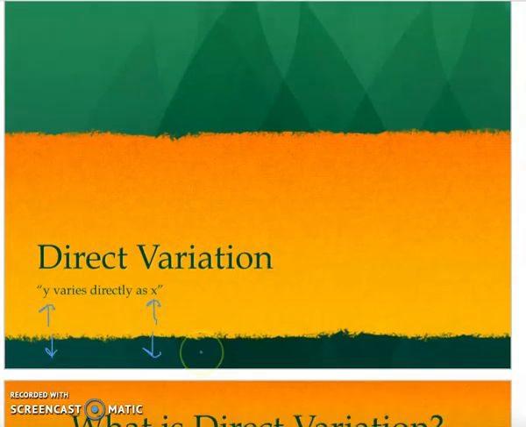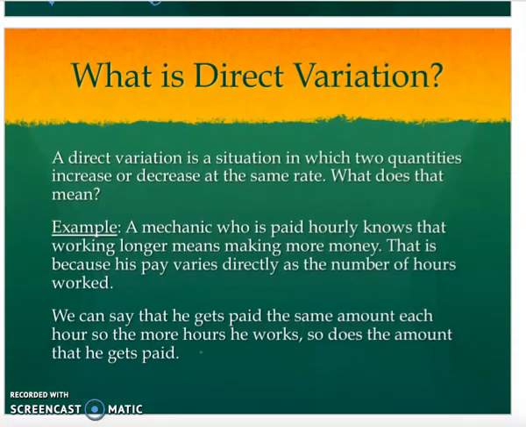So let's look at a formal definition. Pause the video and write this down. A direct variation is a situation in which two quantities increase or decrease at the same rate. What does that mean? When two quantities increase or decrease, go up or go down at the same rate, meaning they go up together or they go down together.